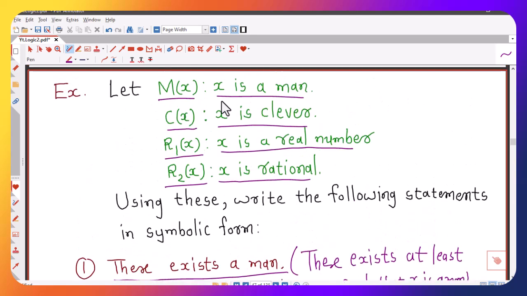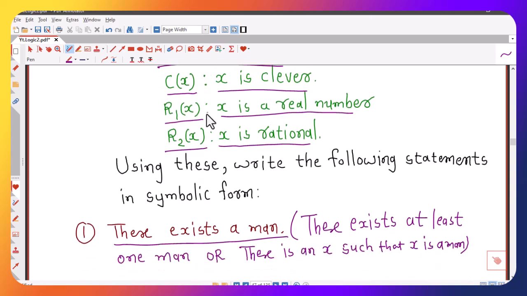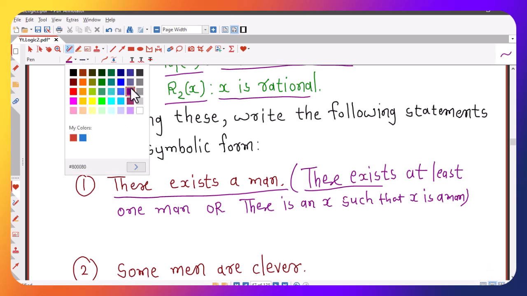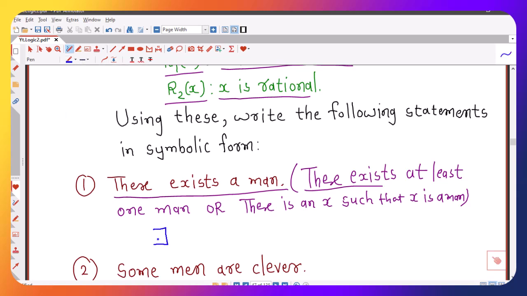Now for x is a man, our notation is M(x), and for there exists we use the existential quantifier. We know that the existential quantifier is used in the situation in which a statement function is true for at least one value of x. So here, there is an x such that x is a man, is denoted by M(x). Or we can use brackets also. Some authors use brackets, so we write this in the bracket and this in the bracket.